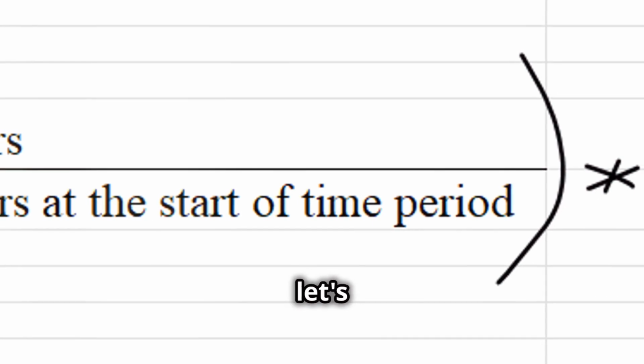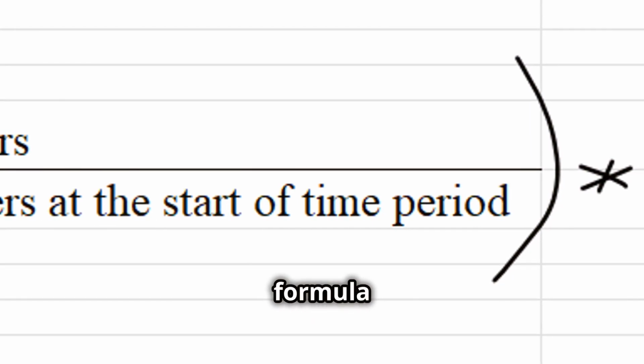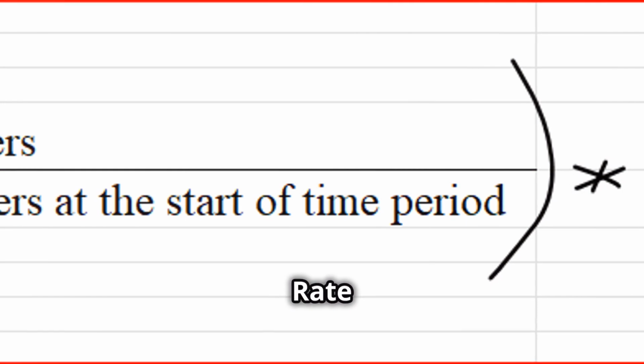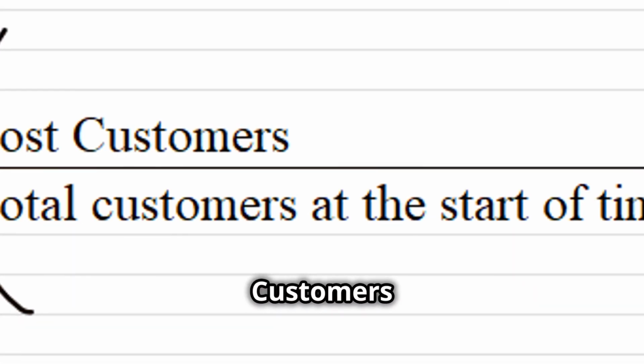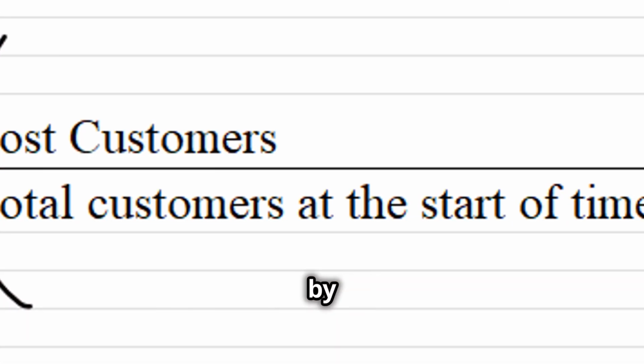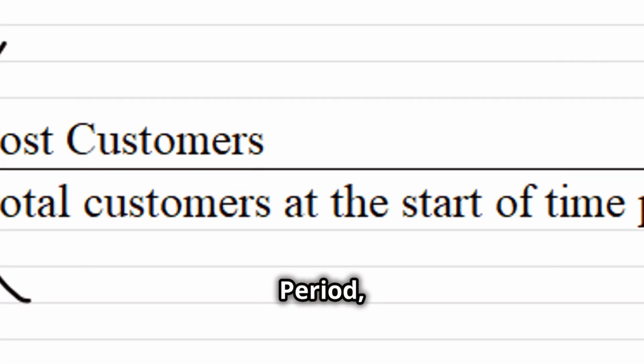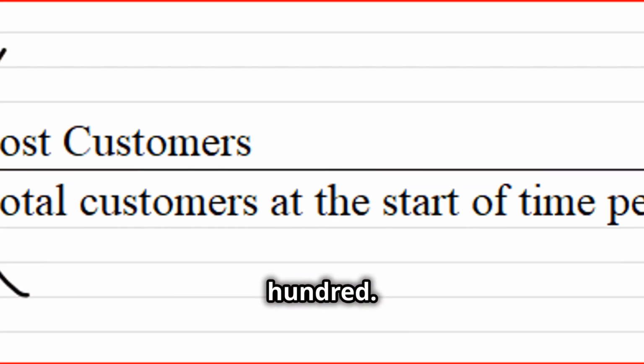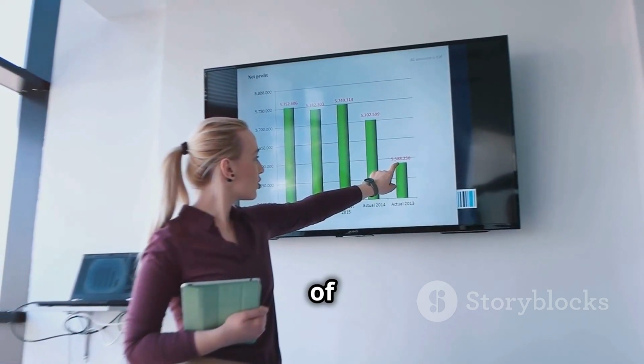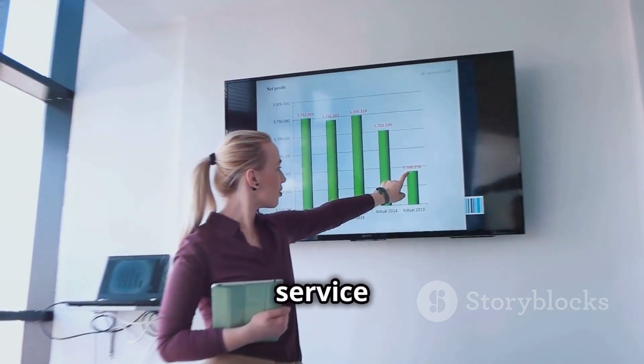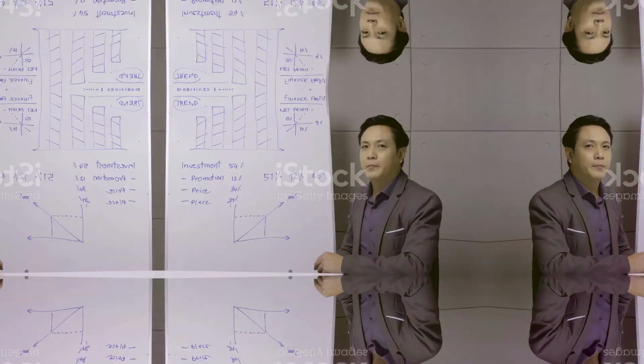As an addition, let's dive deeper into the churn rate formula and its components. Churn rate formula: churn rate equals the number of customers lost during a period divided by the number of customers at the start of the period, multiplied by 100. This formula gives you the percentage of customers who stopped using your product or service during a specific time period.